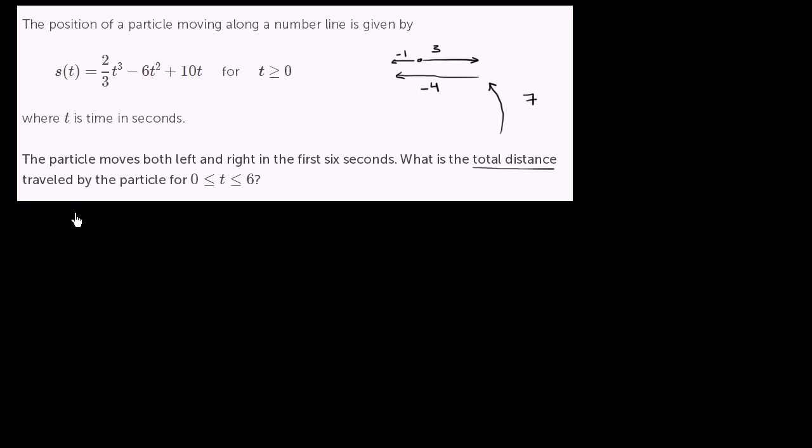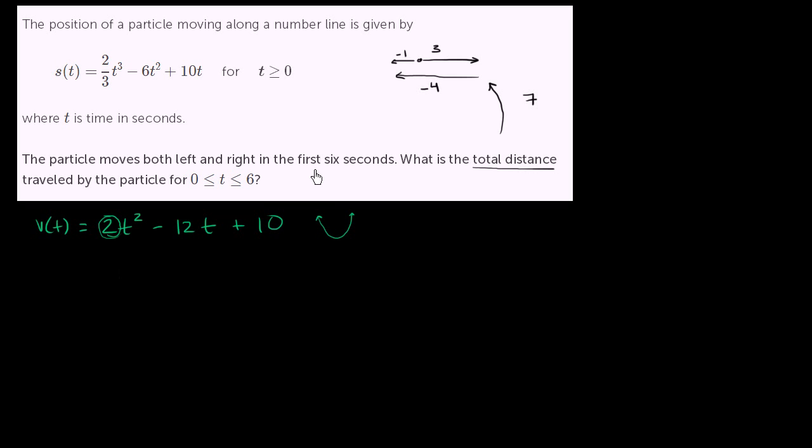So this is the position function. The velocity function is going to be the derivative of the position function with respect to time. So the derivative of 2/3 t to the third is going to be 2t squared, and then we have minus 12t plus 10. And so let's try to graph this. It's going to be an upward opening parabola. This is clearly a quadratic, and the coefficient on the t squared term is a positive number. So it's going to be an upward opening parabola. It's going to look something like this.